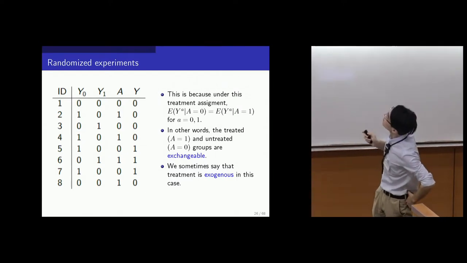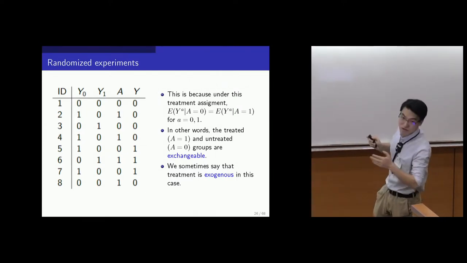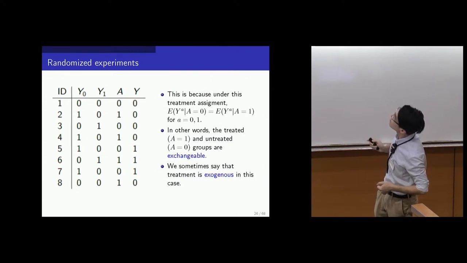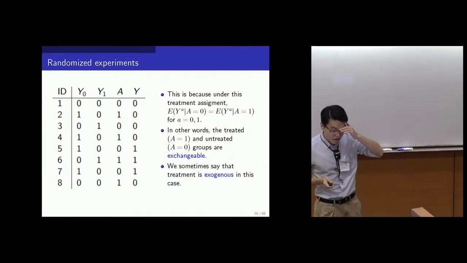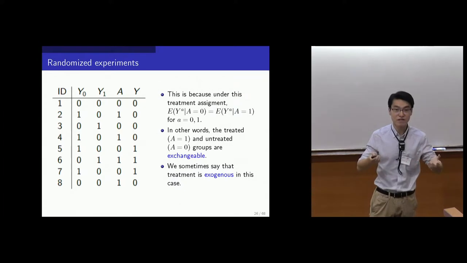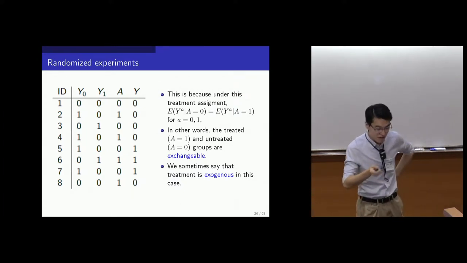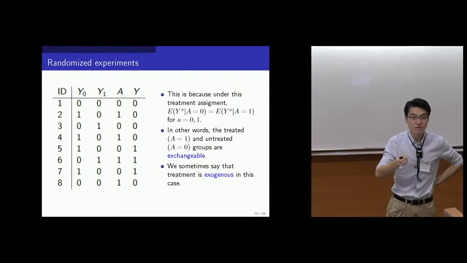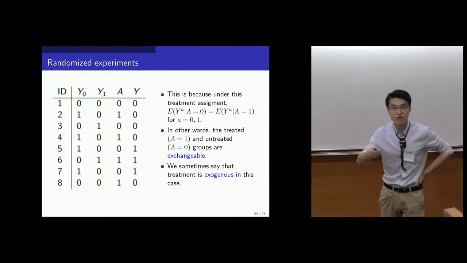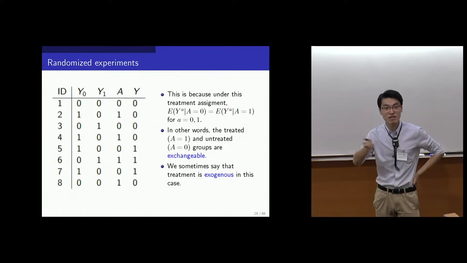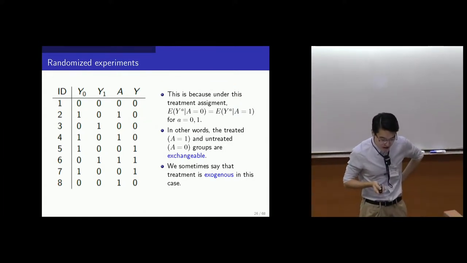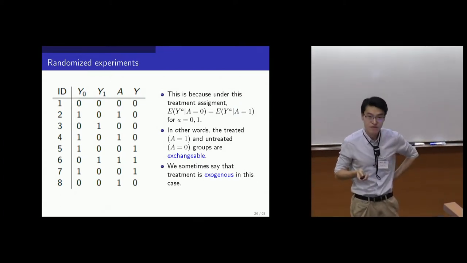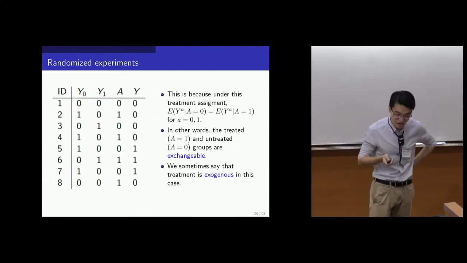So A will be, and I'm using my words very loosely here, independent of the values of Y1 and independent of the values of Y0, because A is randomized with respect to the population. Because potential outcomes are underlying latent variables, when we randomize our treatment, it will be independent of these underlying latent variables. So in other words, the treated and the untreated groups are exchangeable. And we sometimes say that the treatment is exogenous in this case.